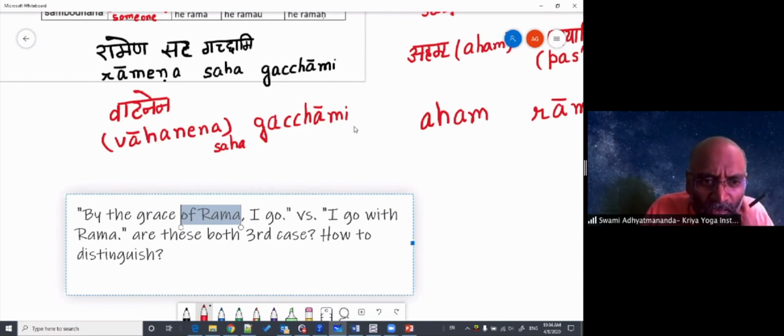Can you use the other n instead, Vahanena, not Ramena? I'll explain this part later. There is a rule by which it changes from one n to the other. We'll discuss that rule later. Swamiji, can we use Saha for people and not for non-living things? No, you can use it for living things or non-living things, it doesn't matter. Like I gave the example, if I go along with the car, then I would say Vahanena Saha Gacchami.